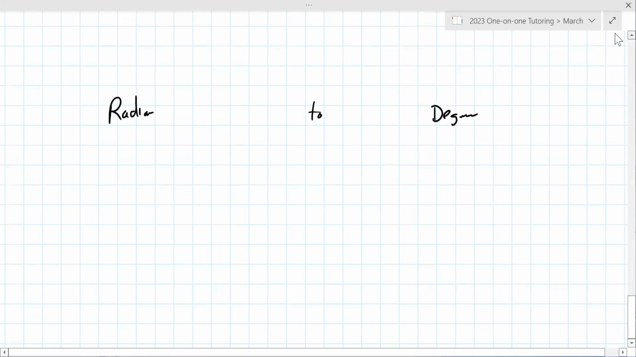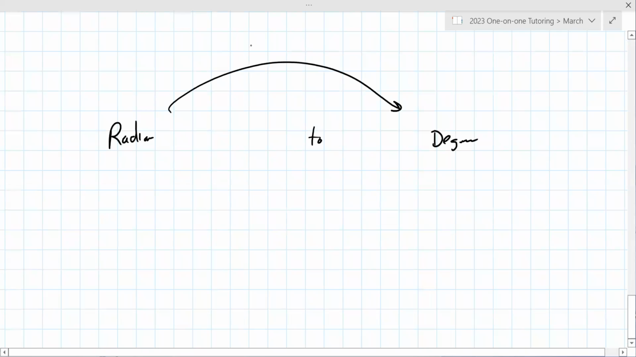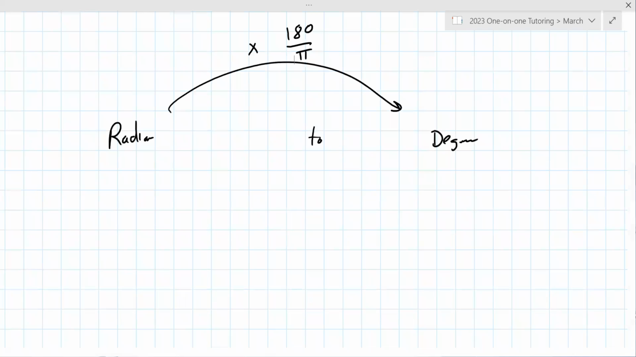So to convert from radian to degree, let me give it a little more room here. You multiply by 180 divided by pi. Just take a look at what you wrote before and compare the two. How did you go from degree to radian? Degree to radian, it's pi over 180. And to go backwards, it's 180 over pi.